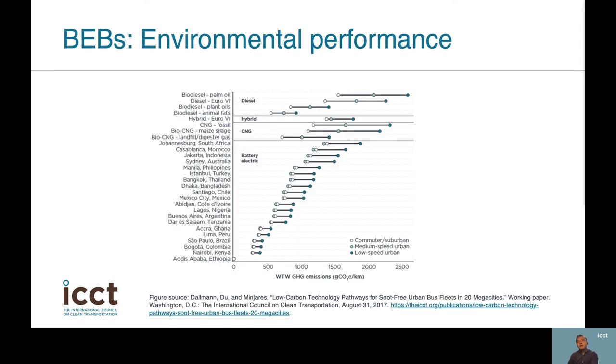A big reason why battery electric buses are so popular and necessary is their environmental benefits. Battery electric buses have zero tailpipe emissions and they cause very little noise pollution too. The figure is from a large-scale modeling study for 20 megacities around the world, comparing well-to-wheel GHG emissions for all bus types and operating conditions. The bottom half of the graph shows how battery electric buses consistently deliver lower well-to-wheel greenhouse gas emissions than fossil fuel and CNG buses. But the extent of emissions reduction depends on the source of electricity, which will differ from city to city and country to country.